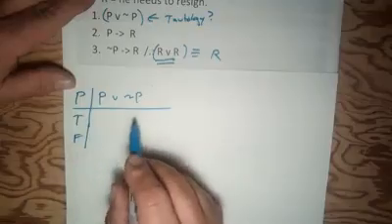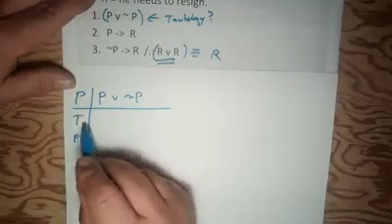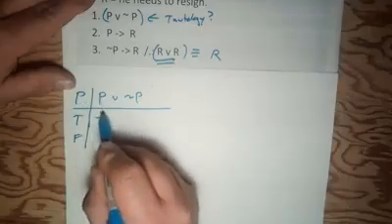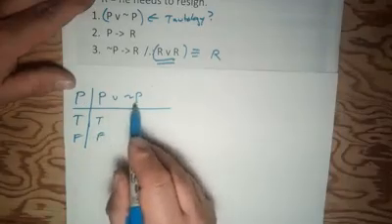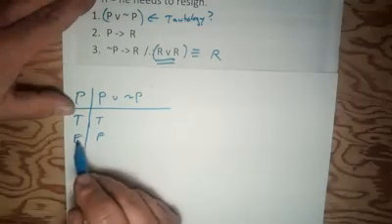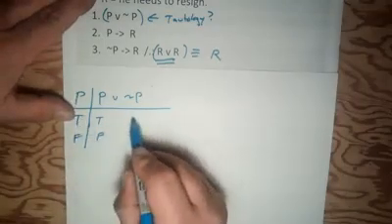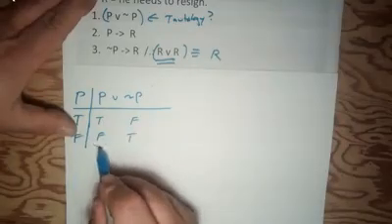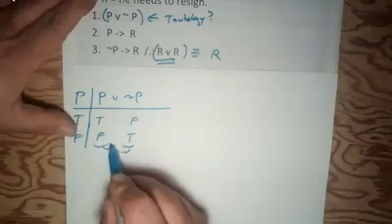So we'll work this out in excruciating detail. Under the P we have true and false. Under the not P we would reverse this. So if P is true, not P is false. If P is false, not P is true. We bring those two results together.